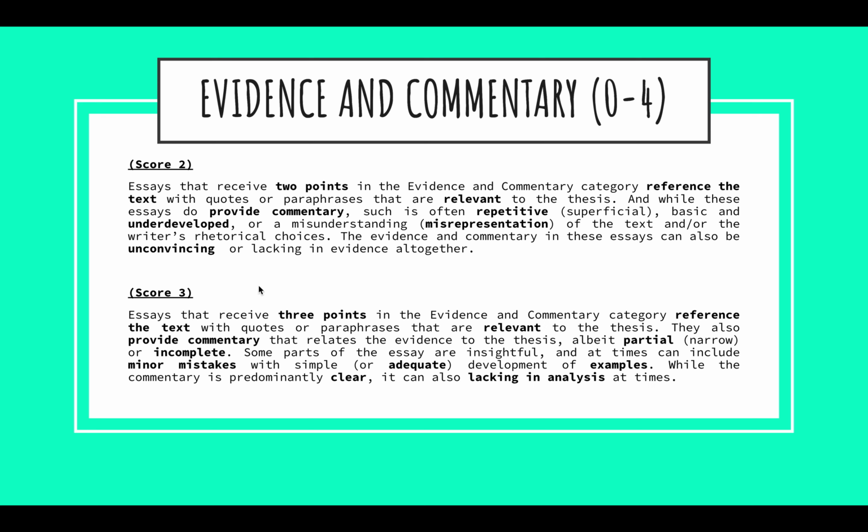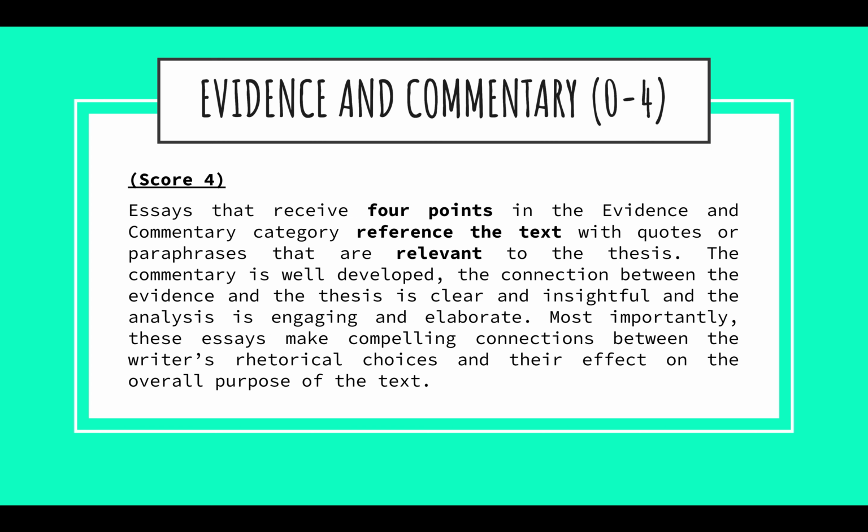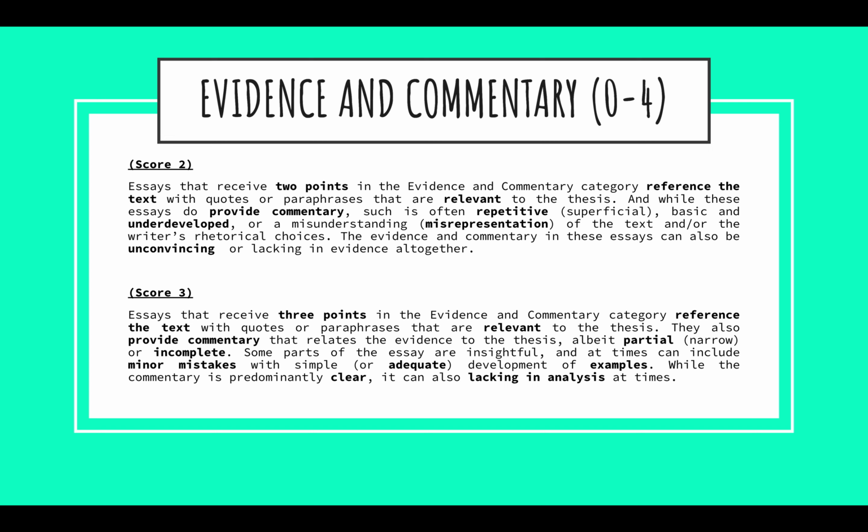So a 3 and a 4 are also related. While the 1 and the 2 are seen as the 2 is just the 1 with a little bit more, the 3 and the 4 is the other way around. A 3 is what the 4 could have been. So if the 4 has references to the text, has paraphrases that are relevant to the thesis, connects the rhetorical choices to the purpose of the text. It engages, it is elaborate, it is insightful, it is clear. If that's what a 4 is, a 3 is that, but less, essentially, right?